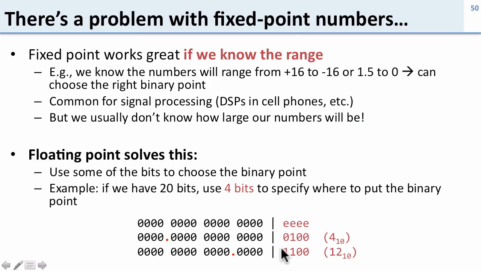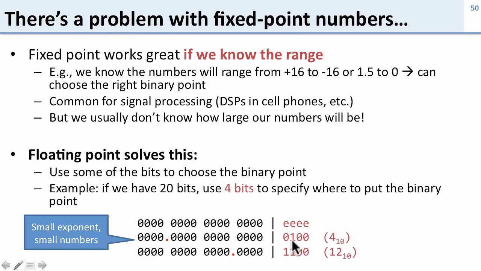We're going to use some of the bits to specify in effect where we put the binary point. And the way we're going to do that is these bits here are going to be an exponent. So that exponent is going to multiply these bits, which effectively shifts the binary point back and forth. So if we have a small exponent, we can represent small numbers very well. Or if we have a negative exponent, we can shift it even further. And if we have a large exponent, down here, we can represent large numbers very well.